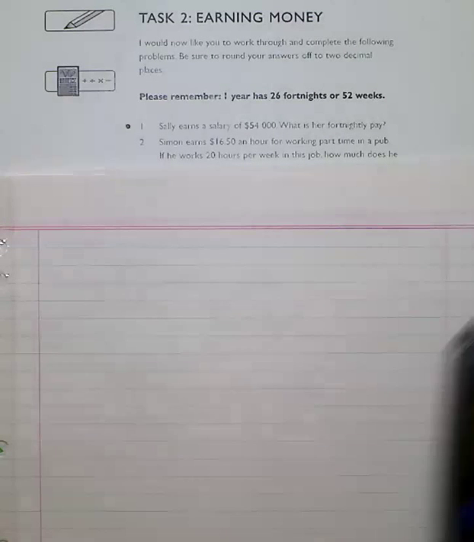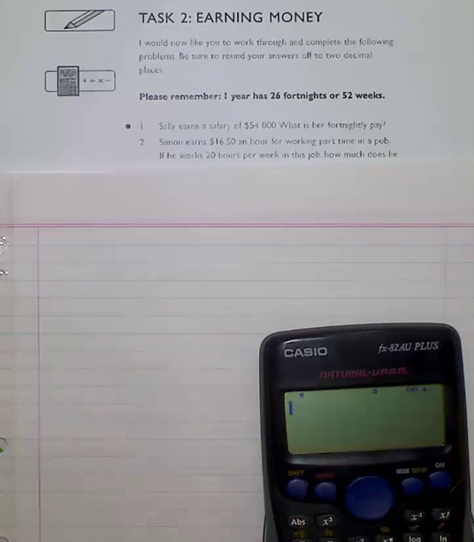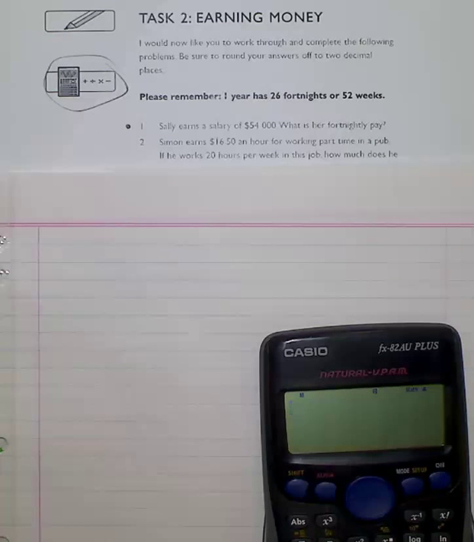In task 2, we're going to look at the various ways in which people earn their money. You'll notice the calculator icon. It's far, far better to do these questions on a calculator than by pen and paper. So we're going to be dividing and multiplying by some numbers that would require a lot of work otherwise.